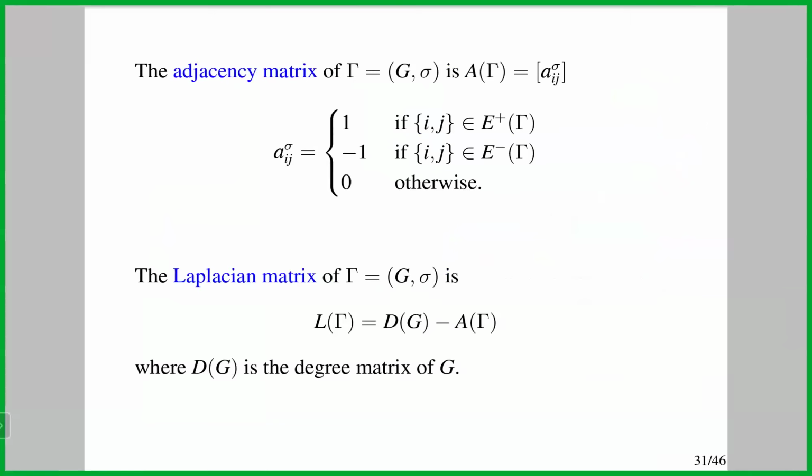Now how do you define the adjacency matrix? It's the way you normally define an adjacency matrix, but you have to consider the sign. The ij-th entry of the adjacency matrix is positive one if the edge ij is a positive edge, negative one if the edge ij is a negative edge, and zero otherwise. And then how do you define the Laplacian matrix of the sign graph? You take the degree matrix of the underlying graph of this sign graph, and then subtract the adjacency matrix of the sign graph. That's how you get the Laplacian matrix.